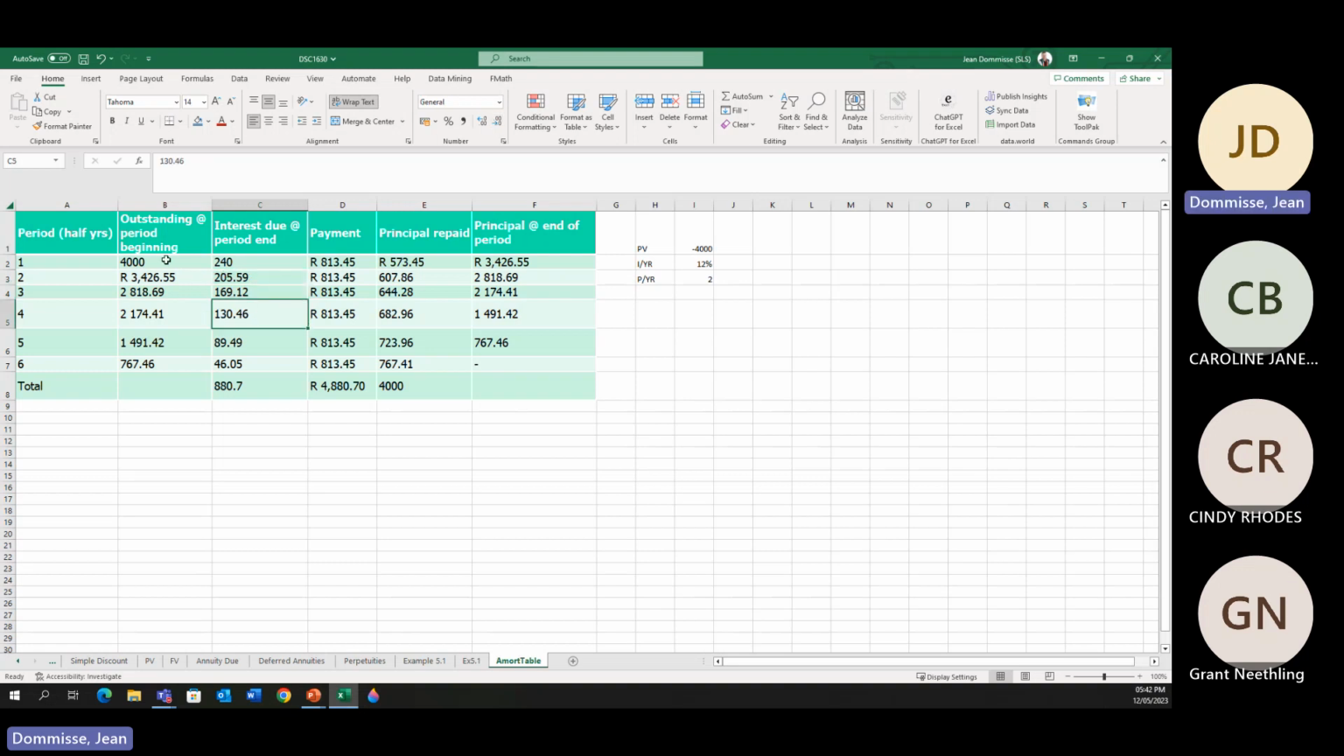So basically now you can see the next one, the interest is less because your outstanding amount was less. Your monthly, your quarterly, in this instance, your half yearly payment stays the same. So the principal repaid becomes a bit more. Because your interest is becoming less, your principal repaid is becoming more. And then you can see that at the end of that period, your principal becomes less as well.